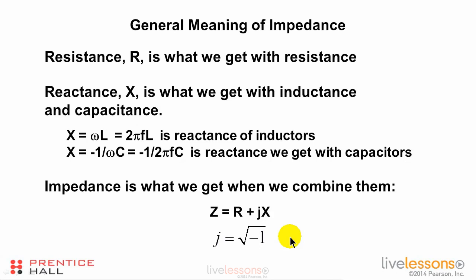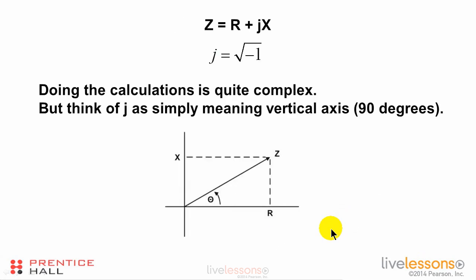So this opens up a whole new area of algebra called complex algebra, dealing with imaginary numbers. And it can sound like it's really complicated. But it's not when you grasp the fact that J simply means vertical axis. J simply means 90-degree phase shift. So Z is equal to R plus X, where X is on the vertical axis and R is on the horizontal axis. So when we graph this, here's a graph, here's X.